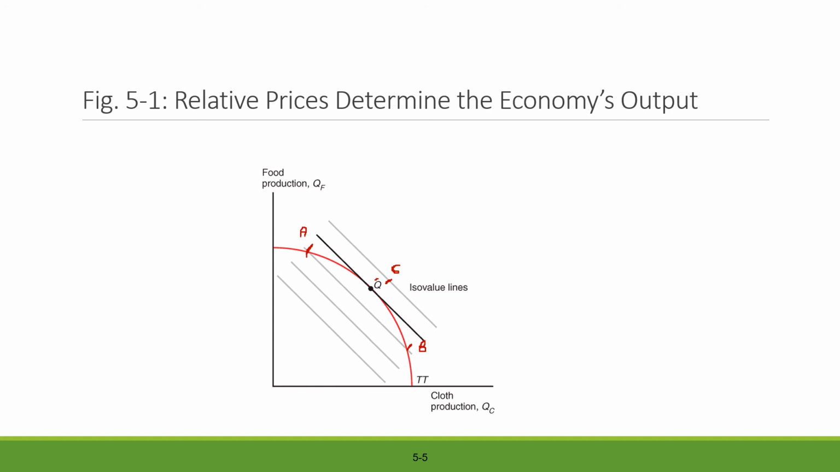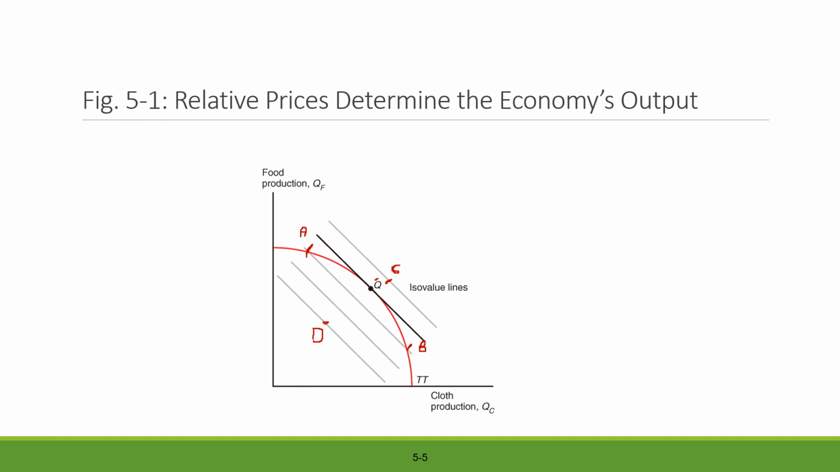Let me also identify another point, let's say if you want to produce at point D. Now what is the problem with point D? First of all, its value is less than point A, B and point Q. From all of the points, if you compare with them, its value is less.